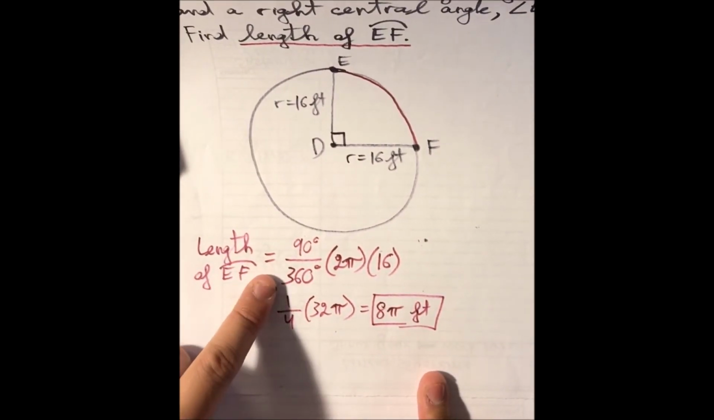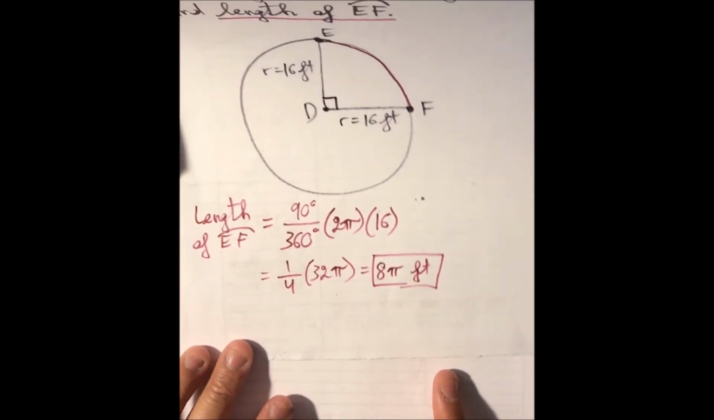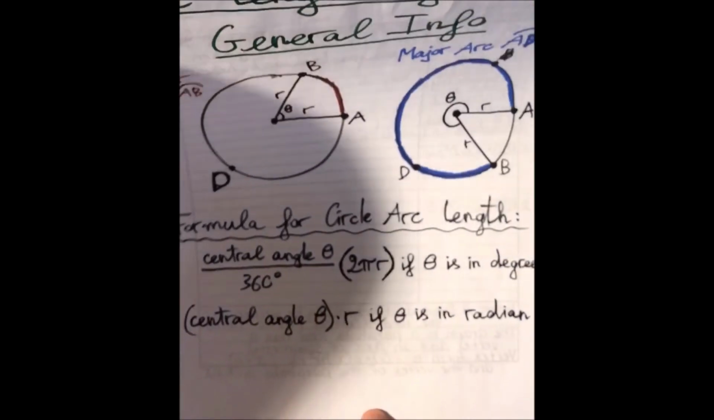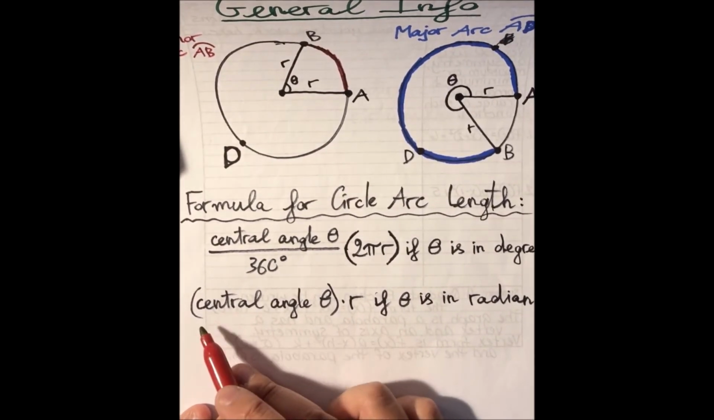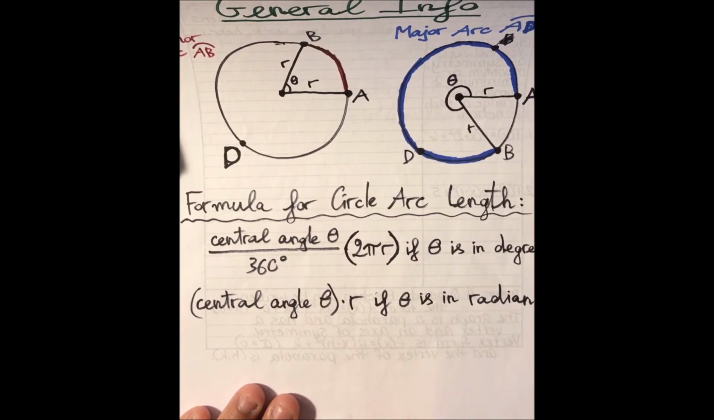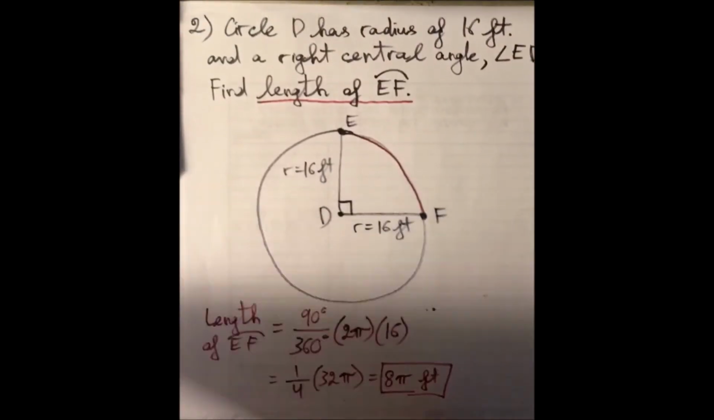Now, in this case, we are using the degree form of the formula for the arc length, but what if we use the radian form? Well, we know the radian form, in the case where the central angle is given in radians, is just going to be the central angle theta multiplied by the radius. So let's try this one and see if it's going to give us the same answer.